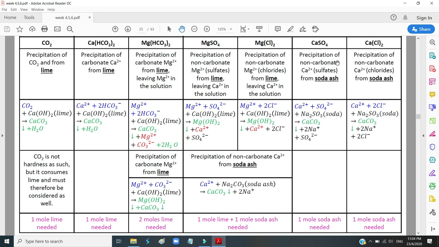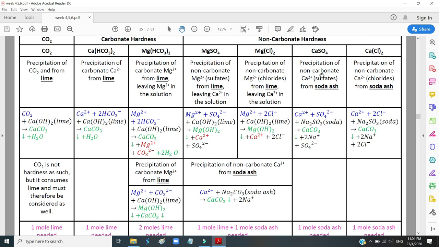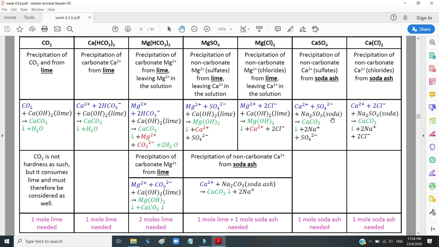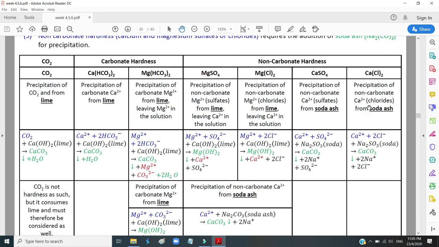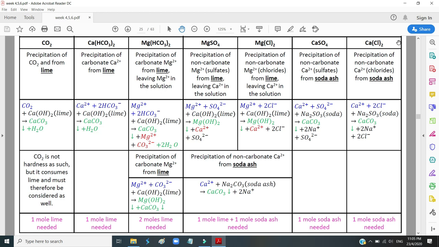And then calcium sulfate, the precipitation of non-carbonate hardness from soda ash. This directly reacts, because calcium 2+ plus SO4 2- plus the soda ash directly forms calcium carbonate. We do not need to use lime for this one because the calcium 2+ is already there. So we can directly use the soda ash. One mole of soda ash is needed. And for calcium chloride, we also do not need to use lime because the calcium 2+ is already there and reacts with the soda ash to form calcium carbonate. So one mole of soda ash is needed.